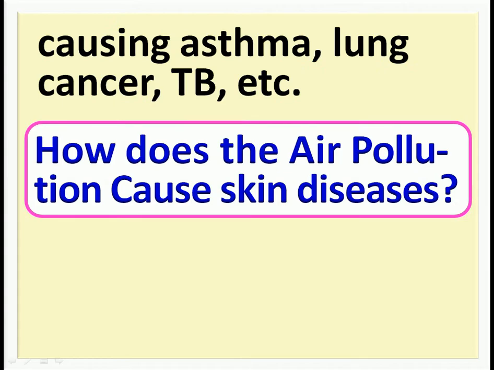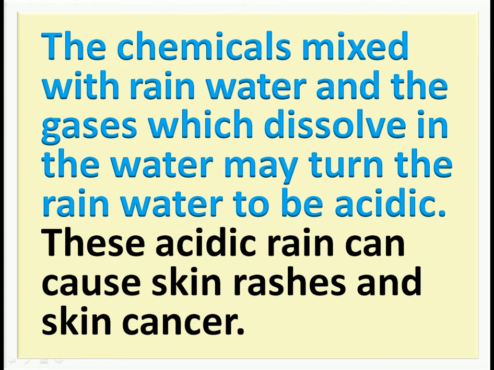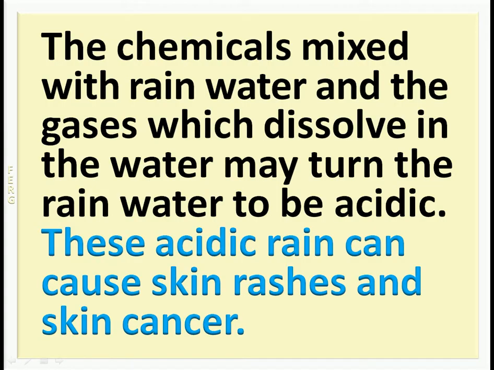How does air pollution cause skin diseases? When the atmosphere is heavily polluted with chemicals, the chemicals mixed with rainwater and the gases which dissolve in the water may turn the rainwater acidic. This acid rain can cause skin rashes and skin cancer.